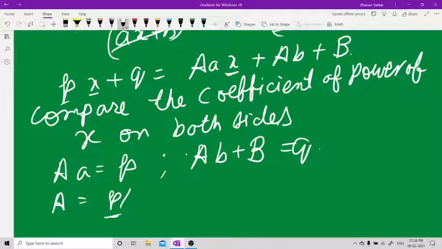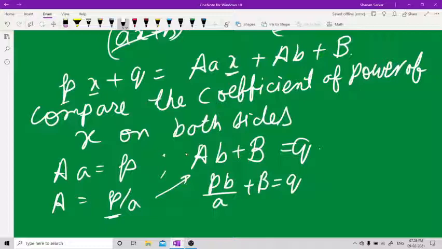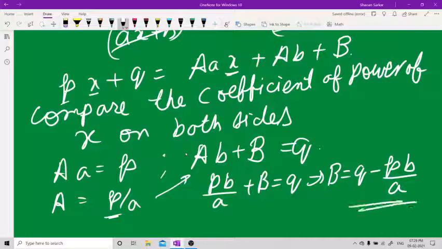p by a, put this value here. So pb by a plus b is equal to q. This gives me b equal to q minus pb by a. This is the third type.